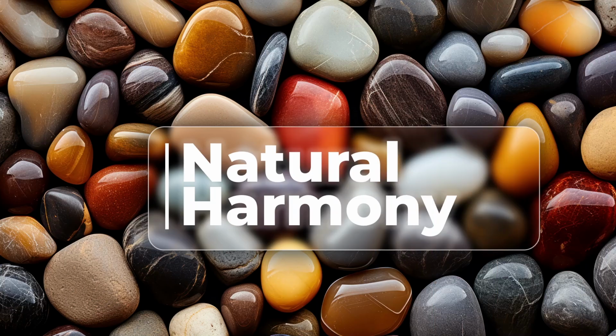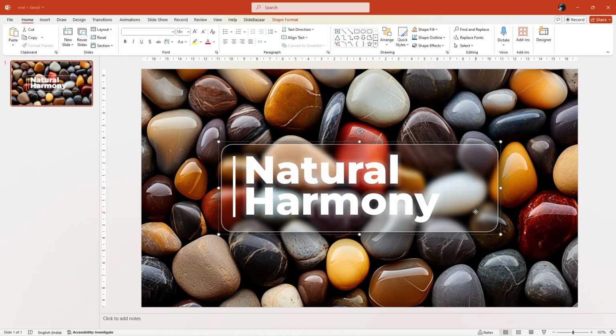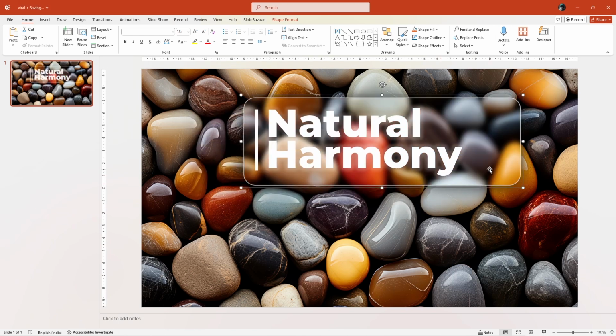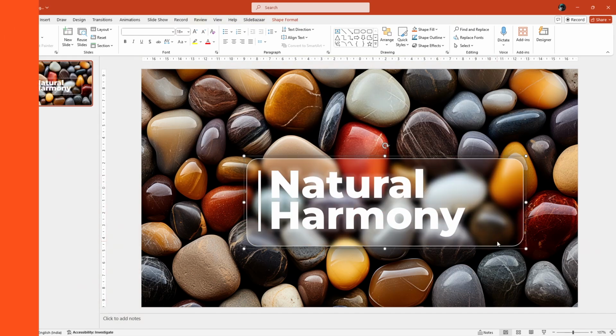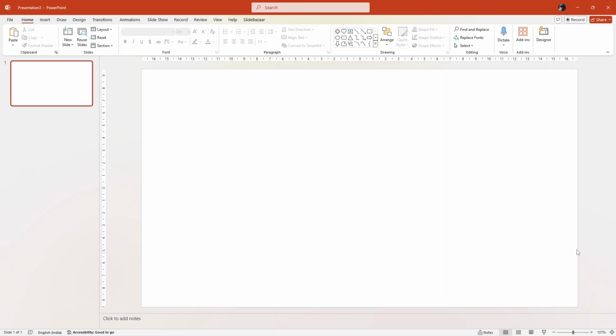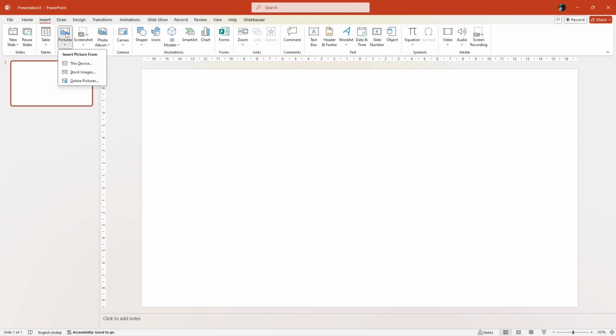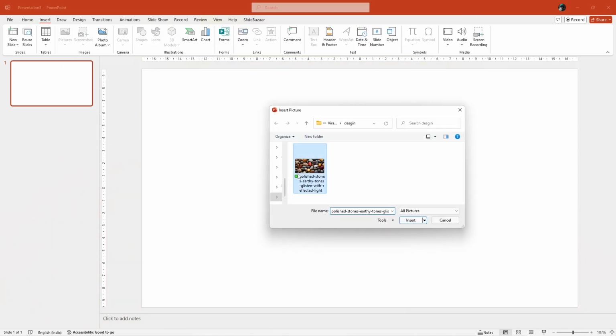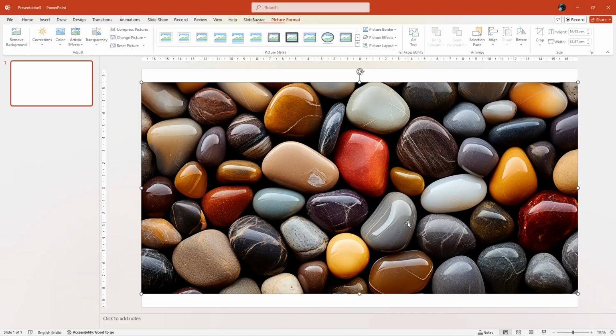Let's start off with this Glassmorphism slide. It's really easy to create something like this, and it will look really nice as an introduction slide to your presentation. First, let's add an image onto your slide. Go to Insert, Picture, and insert an appropriate image that covers the slide.